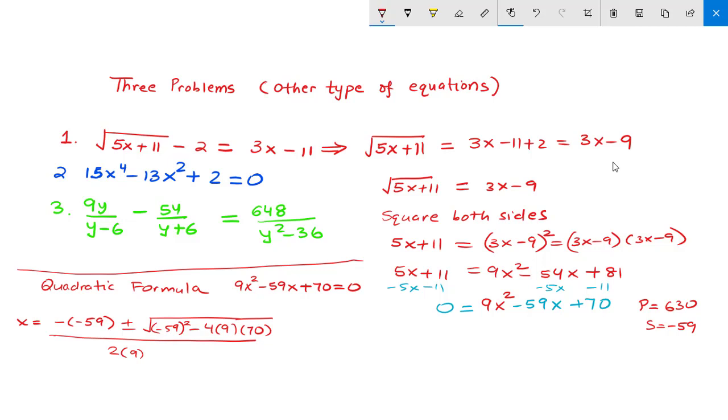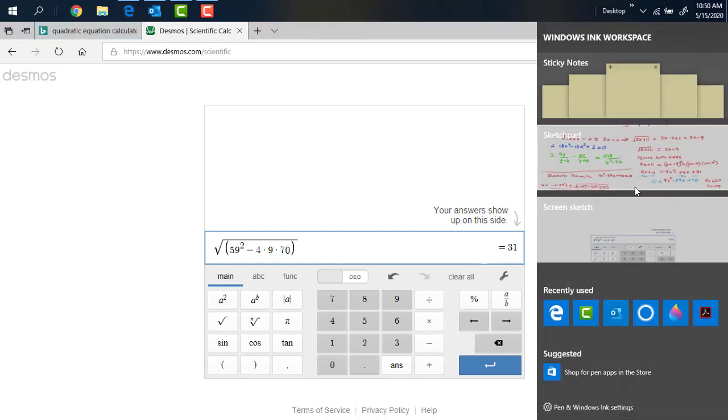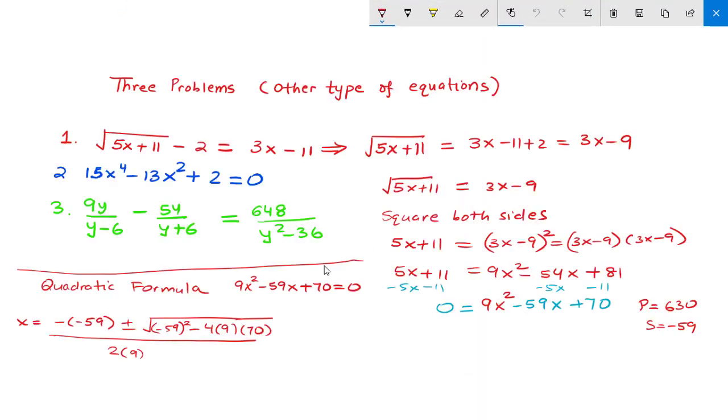Now I need to simplify my square root. You can use your calculators. I have used the Desmos scientific calculator here. As you can see, I have written the same thing in the radical, 59 squared, not negative 59, because negative 59 squared and 59 squared are the same thing. Minus 4 times 9 times 70, and I've taken the square root, and I'm getting 31. So going back to my quadratic equation, this is 31.